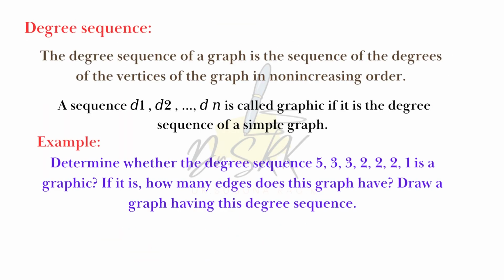Now we have the definition of degree sequence. What is a degree sequence? The degree sequence of a graph is the sequence of the degrees of the vertices of the graph in non-increasing order.